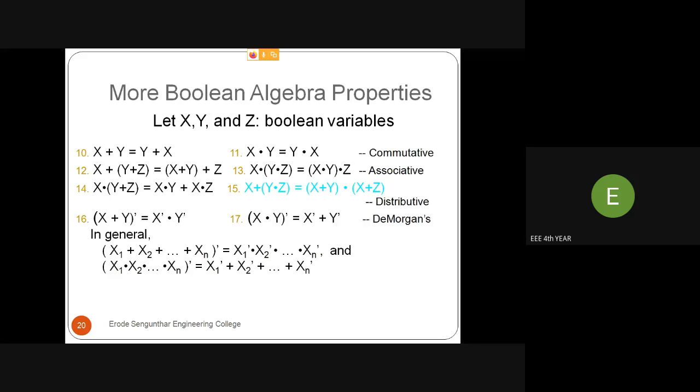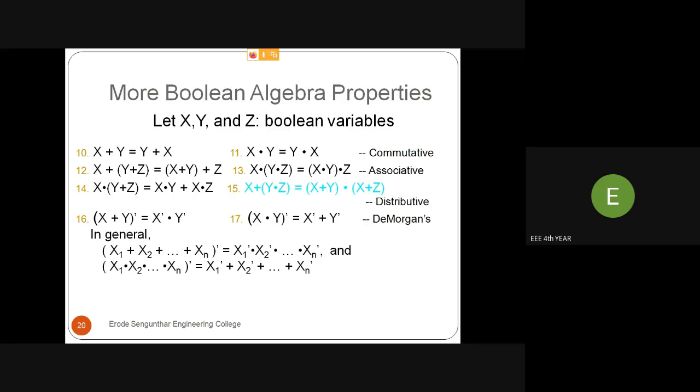Next one, the distributive law. x into the term y plus z is equal to multiplication, so x into y plus x into z. Next, x plus y into z is x plus y into x plus z. This is the distributive law.